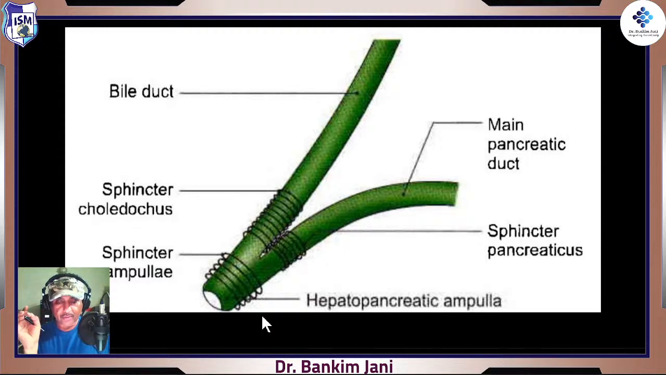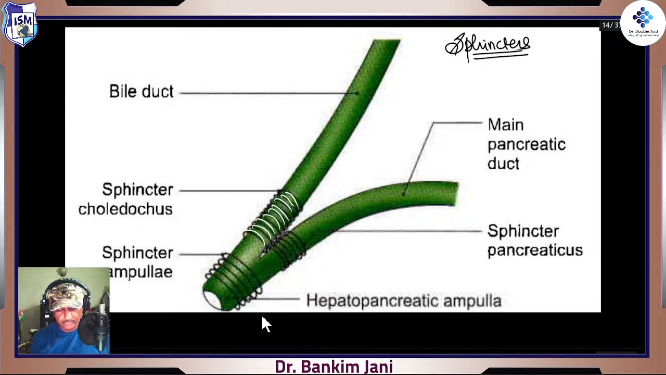Figure is very good. Just some important things about those sphincters. What we are watching is that this is the bile duct which is coming from the top, and from here it is the pancreatic duct, and they are opening. So all these rings are actually showing that we are dealing with those sphincters. So this sphincter choledochus, simply speaking, is the sphincter for this bile duct, right?